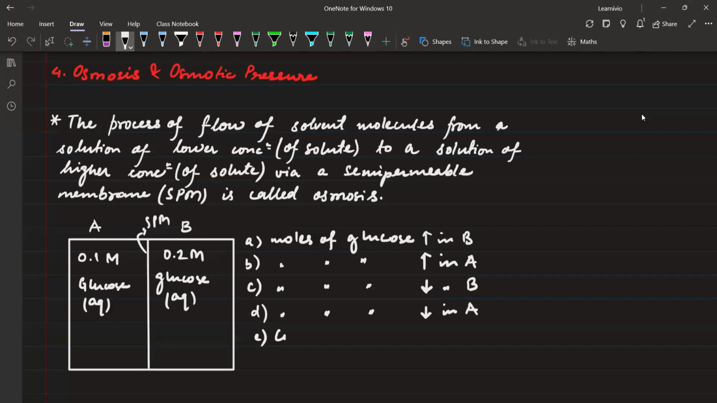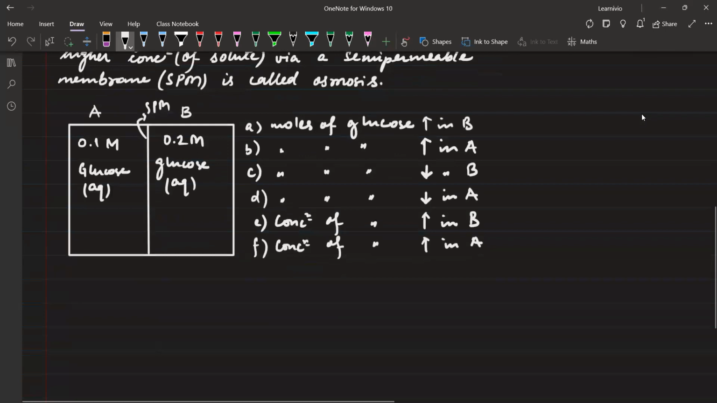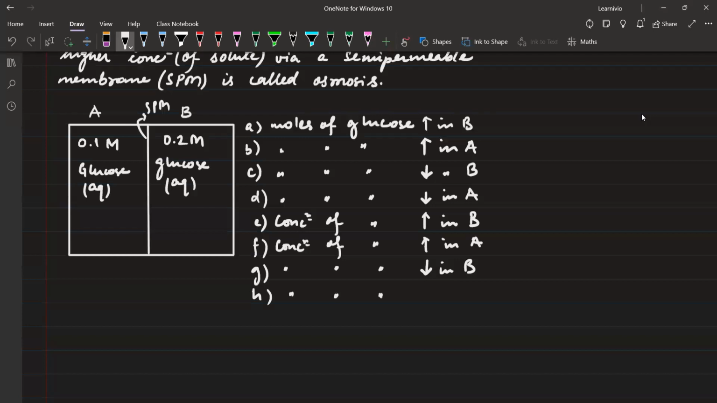Concentration of glucose increases in B. F, write. Concentration of glucose increases in B. G point will be concentration of glucose decreases in B. H point will be concentration of glucose decreases in B.